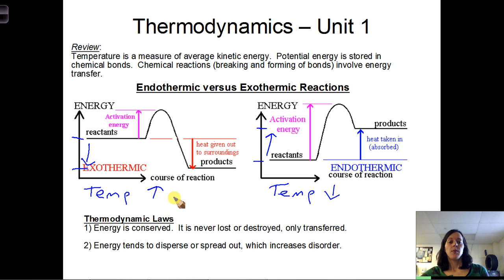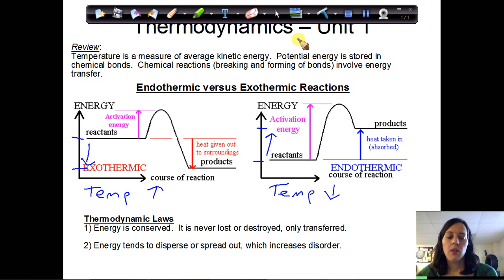Our two thermodynamic laws. Energy is always conserved. This is similar to the law of conservation of mass. We're never going to lose or destroy or create energy. We're only going to transfer it. The second one, the energy tends to disperse or spread out over time, which increases the disorder. We call that entropy, and we will come back to that in a few lessons.